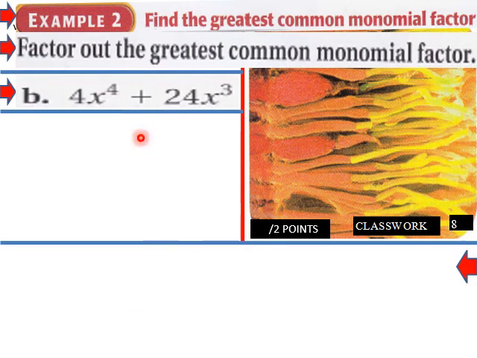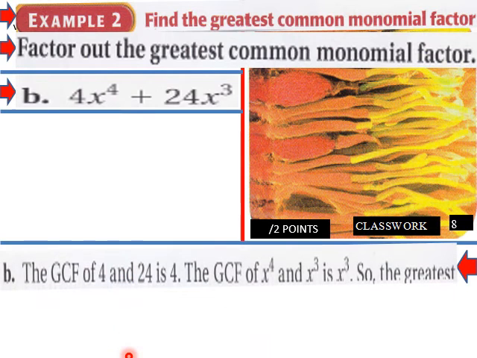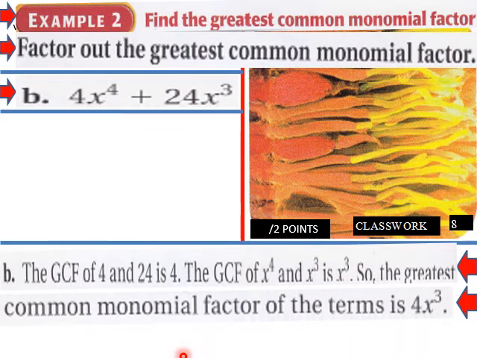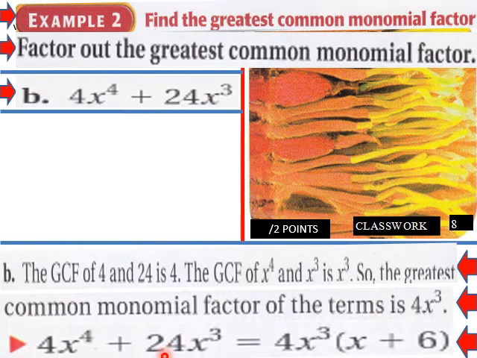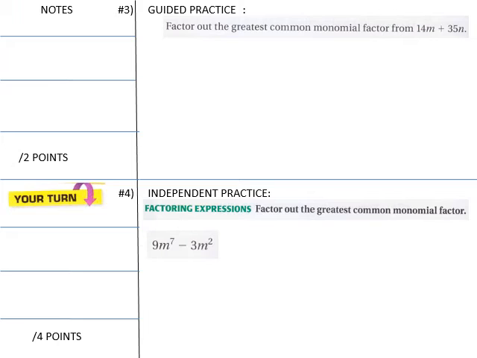Okay, now this one here, what would be the GCF of that polynomial? The GCF of 4 and 24 is 4. The GCF of x to the 4th and x cubed would be x cubed. So the greatest common monomial factor of the terms would be 4x cubed. We factor that out, then we have x plus 6 over here.